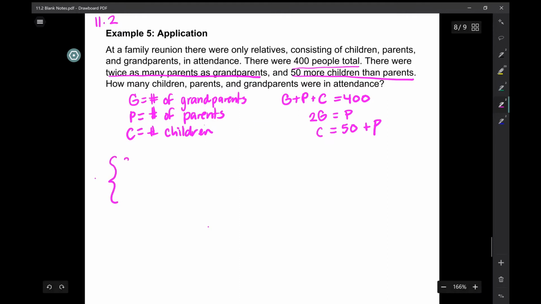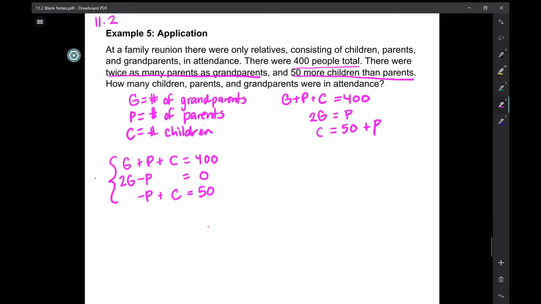My first equation I'm happy with: G plus P plus C equals 400. In my second equation, I'd like to get the P over to the other side, so I have 2G minus P equals 0. And my final equation is going to be C minus P equals 50, or minus P plus C equals 50. And now it looks a little bit more like the systems that I'm used to.